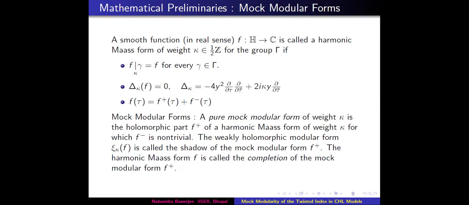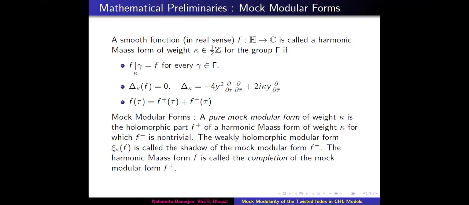Of course, along with this, it has to satisfy certain growth conditions. Now, suppose one splits f into two parts, f plus of tau and f minus of tau. How is this splitting done? The first part is holomorphic, and the second part is whatever makes it non-holomorphic. With this decomposition, let us define another object which is known as a mock modular form. A mock modular form of weight k is the holomorphic part f plus of a harmonic mass form of weight k for which f minus is non-trivial. So one must have an f minus.